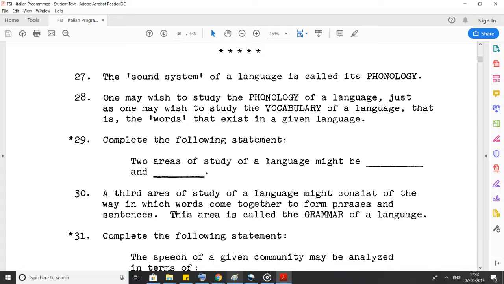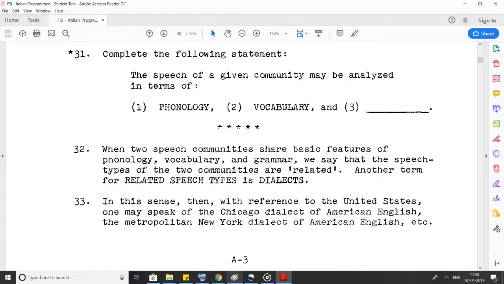A third area of study of a language might consist of the way in which words come together to form phrases and sentences. This area is called the grammar of a language. Frame 31. Complete the following statement. The speech of a given community may be analyzed in terms of phonology, vocabulary, and blank. The answer is grammar. When two speech communities share basic features of phonology, vocabulary, and grammar, we say that the speech types of the two communities are related. Another term for related speech types is dialect.